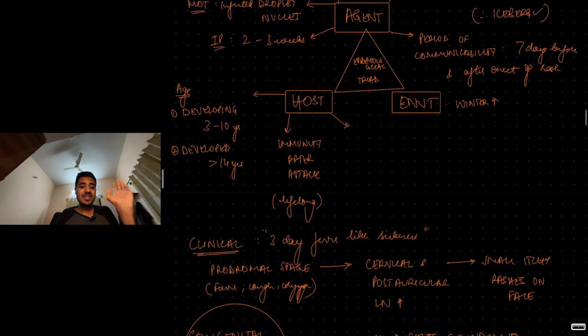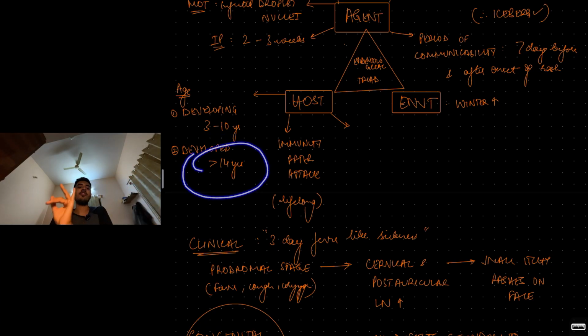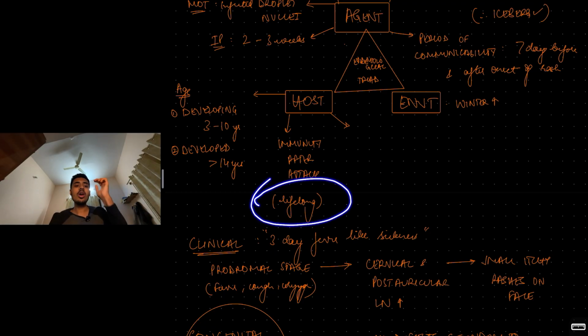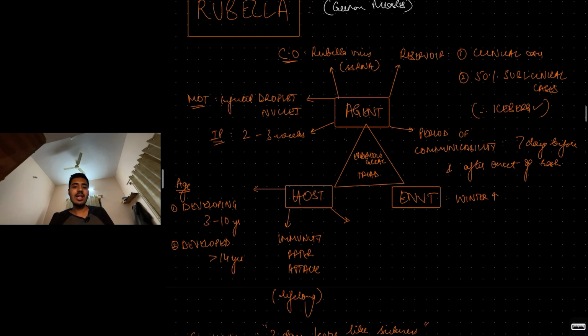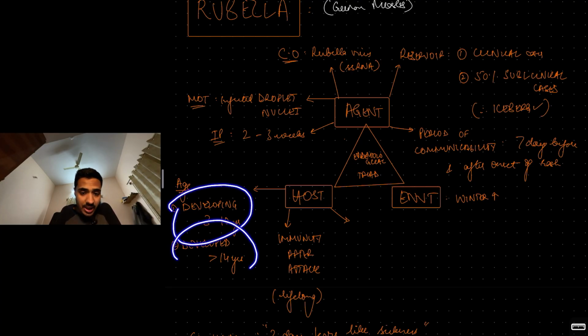Here, in age: in developing countries, between 3 to 10-year-old children; in developed countries, after the age of 14 is where you will see rubella. And immunity after attack is lifelong immunity, just like measles. So these are the epidemiological triad factors. Developing countries 3 to 10 years, developed countries more than 14 years.